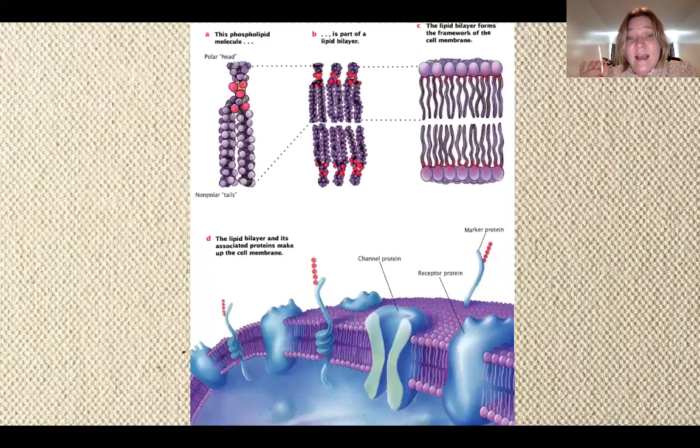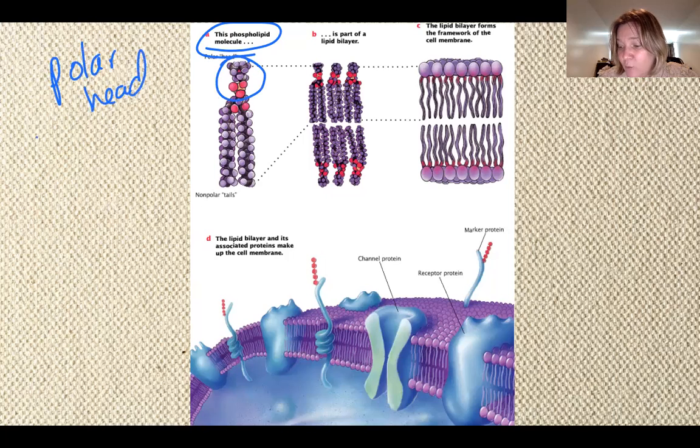All right, so here is where I want to focus on the structure of the cell membrane and focusing on the phospholipids. So as a review, the phospholipid is the main type of lipid or fat that makes up the cell membrane. The phospholipid has a polar head, which is hydrophilic, which means it loves water.